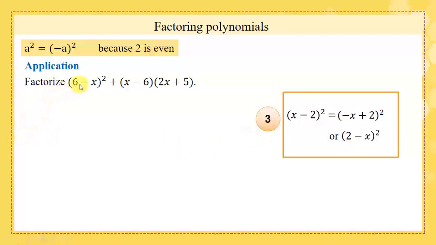Factorize (6 minus x) squared plus (x minus 6) times (2x plus 5). Please pause the video and try it by yourself by using property number 3.